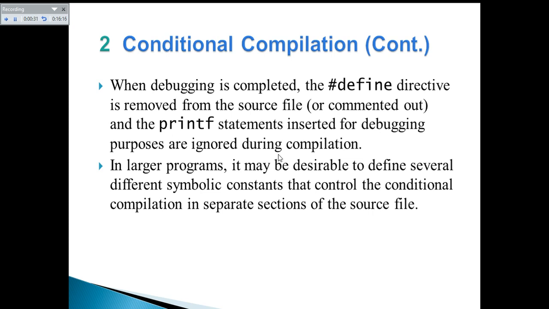In large programs, it may be desirable to define several different symbolic constants that control the conditional compilation in separate sections of the source file. So the purpose of conditional compilation here is that in large programs it is desirable to use different symbolic constants that control the conditional compilation in separate sections of the source file.